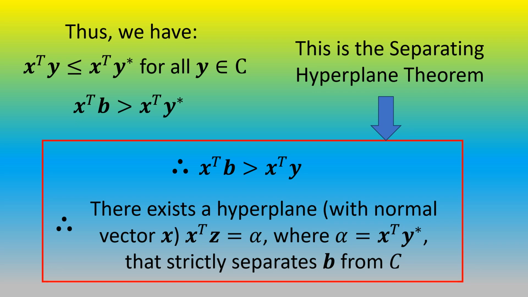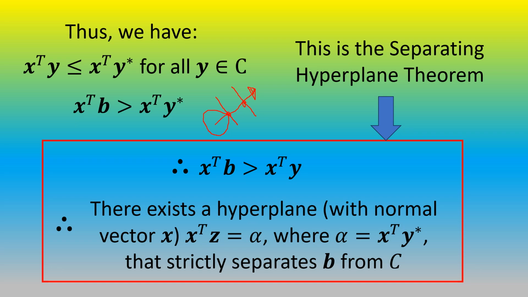So what is going on here? I'll show you what's going on. So you have x over here, your vector x. Then you have maybe x transpose b. Maybe your b is somewhere over here. And then you have x transpose z is equal to alpha, where alpha is x transpose y star. And maybe your y star is over here. And then your set C is over here. y star is on the boundary of C.